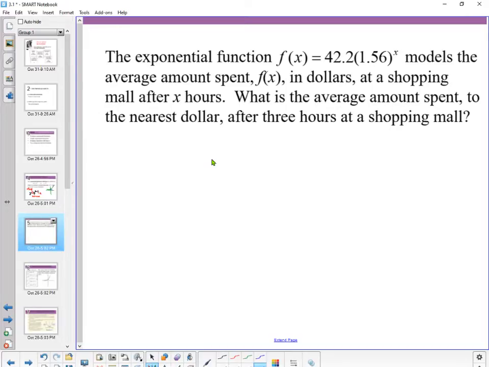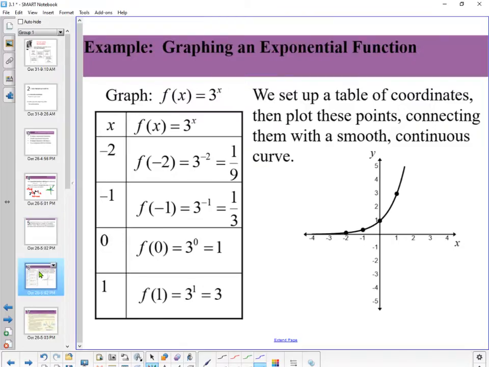Well, this is pretty obvious, right? All you really have to do with this is plug 3 in for x. But if you think about this, this is how much I would be spending originally. So if I spent no time there, x is 0, so that would be 1. I would be paying 42.2 as soon as I got there. Maybe it's the valet parking. Something. But imagine that's what you're starting with, and then that's what your growth rate is.